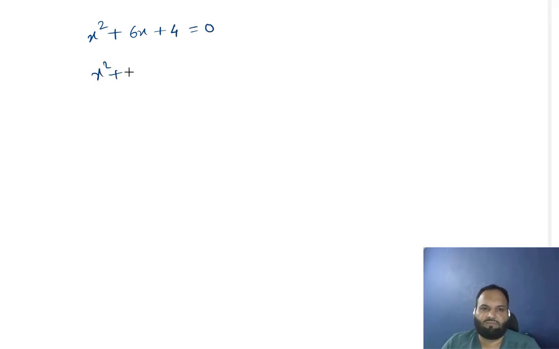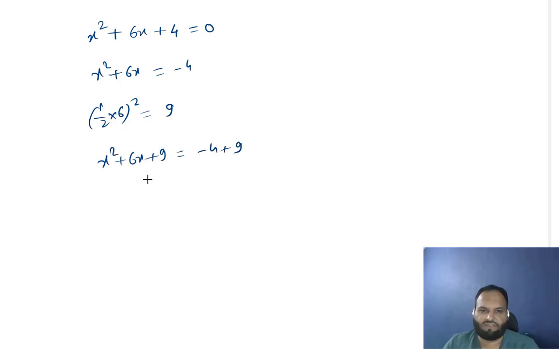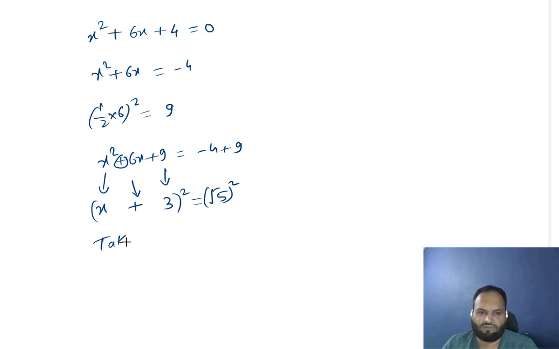So I'll get x square plus 6x is equal to negative 4. Again I will do half into 6 whole square, that will give you 9. So x square plus 6x plus 9 is equal to negative 4 plus 9, which will give us again, square root of the first term, square root of the last term, sign of the middle term, whole square is equal to 5. 5 is nothing but root 5 whole square, and I will take square root.